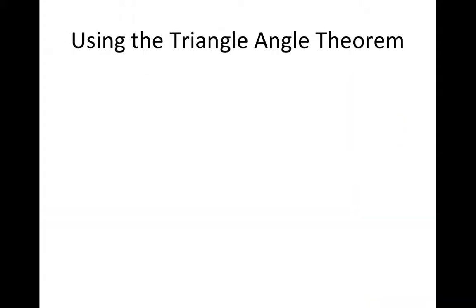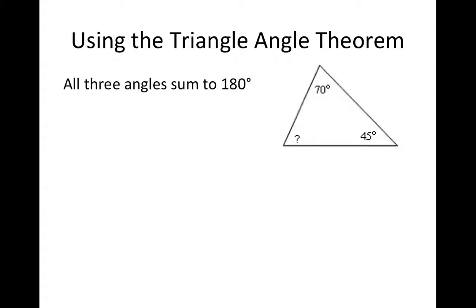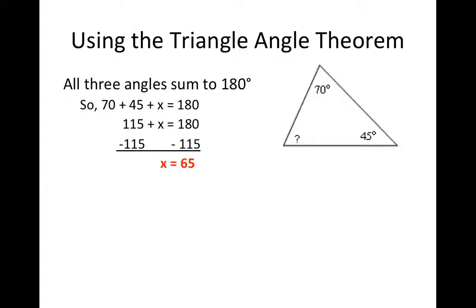Now, how would you use the triangle angle theorem? Let's say I have a triangle there, and I know two of its angles, 70 degrees and 45 degrees, and I'm trying to figure out the third angle. Well, I know that the sum of all three angles is 180 degrees. So 70 plus 45 plus x, I'll call the question mark x, equals 180. Do a little addition, combining like terms, so I know it's 115 plus x equals 180. Subtract 115 from both sides, and I end up with x equals 65. So that missing angle is a 65-degree angle.